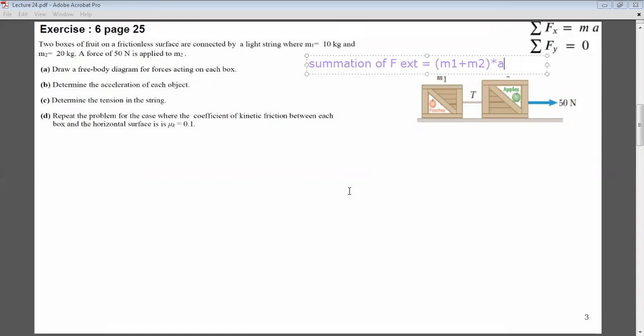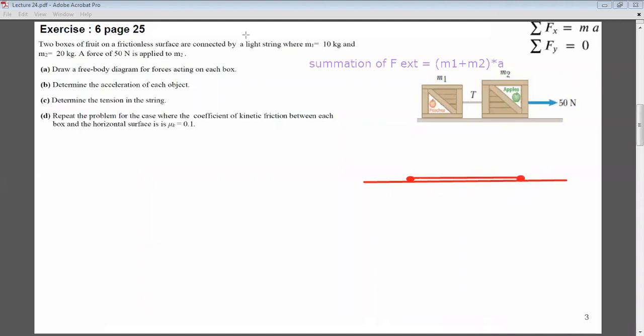Okay, together we will do without friction, and then you can do the with friction on your own. You can find the solution in the lecture. So let's do this. Again, I need to draw the free body diagram. It's the same free body diagram. So I have this surface, I have this object, I have this object. They are connected by a string.